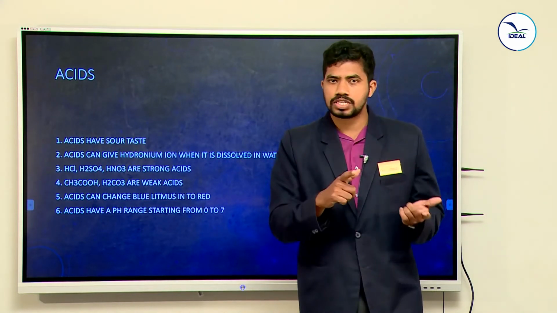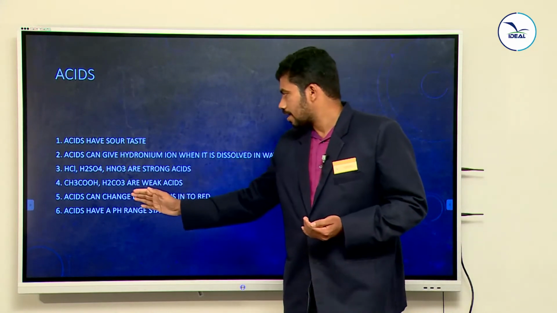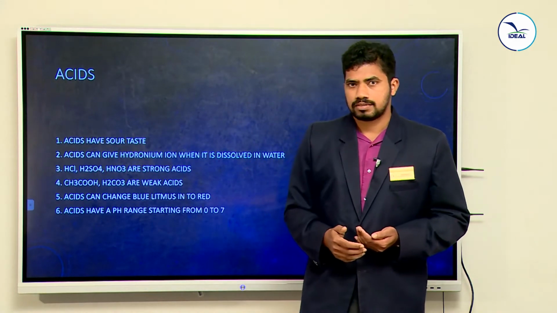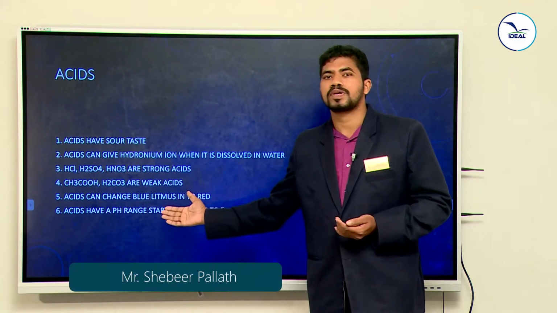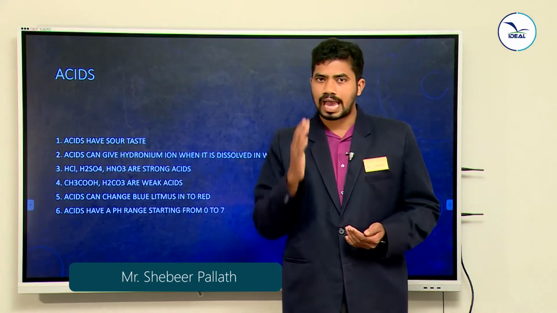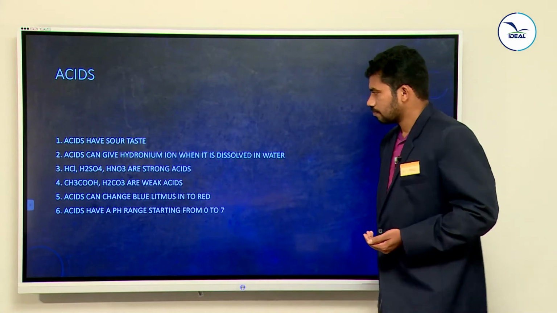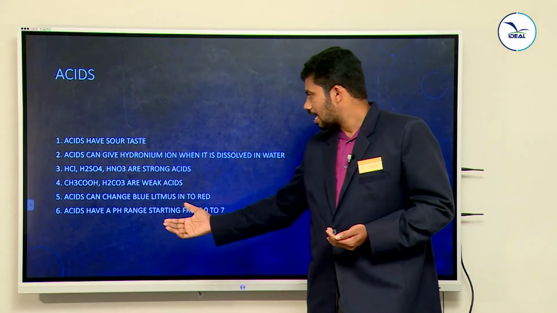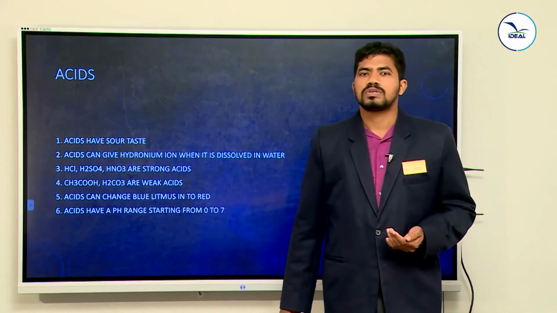So from the color change, we can identify the presence of acid. Okay? This is a simple test. By using litmus paper, we can identify the presence of acid in a solution. Then, students, acids have a pH range from 0 to 7.